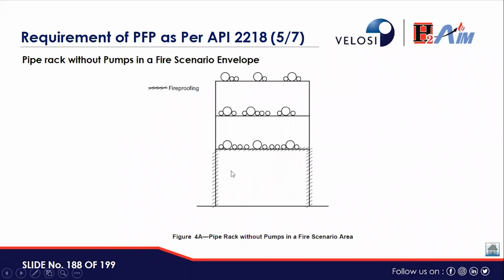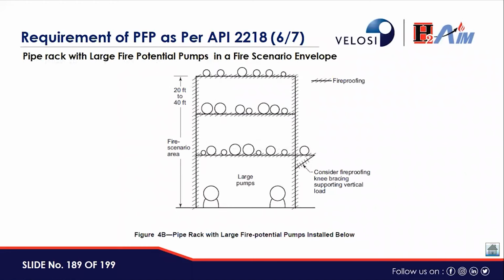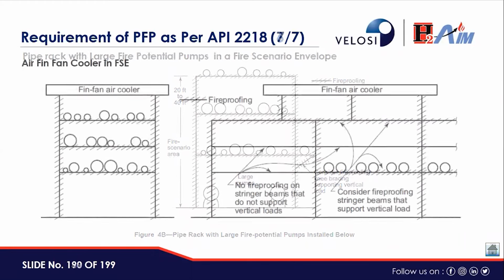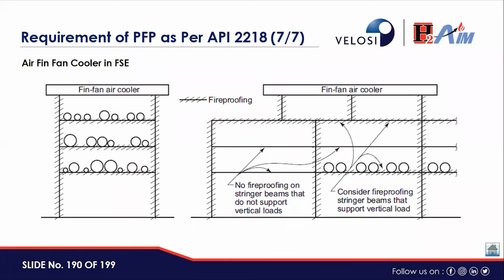And this line is showing the fireproofing. These are the pipe racks with large fire potential pumps in a fire scenario envelope. Full fireproofing is required. And these are the air fin fan coolers where the fireproofing is required. So no fireproofing on the stringer beams that do not support vertical loads, and consideration of fireproofing the stringer beams that support vertical loads for the fin fan air coolers.